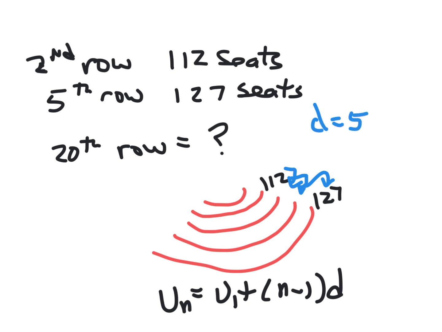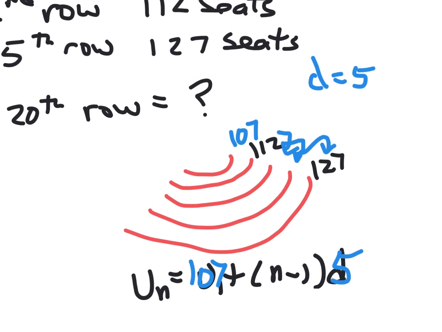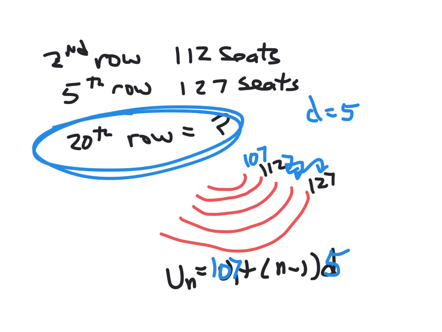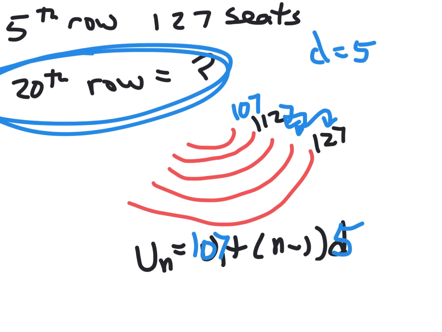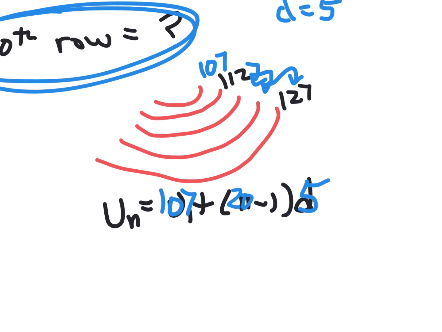And then if it's going up by 5 each time, I could go back 5 off of the 112, and then it would be 107 for my first row. So that's 107. D is 5. And where the heck do I put the 20? The 20th row is N. And N is 20. I already said that, so I should put U sub 20 will be 107 plus 19 times 5.